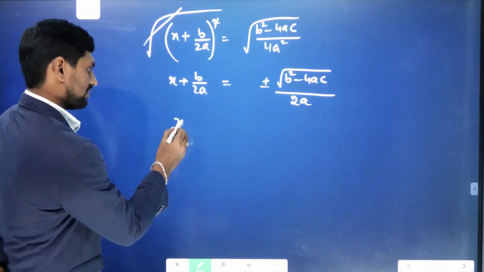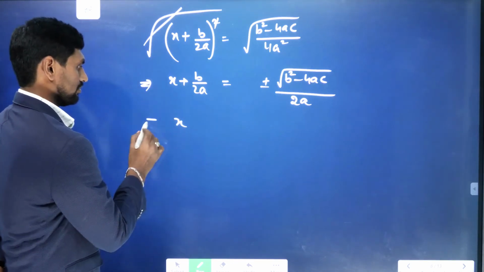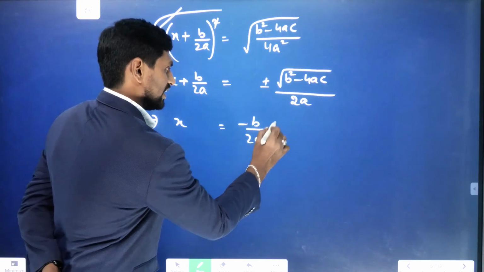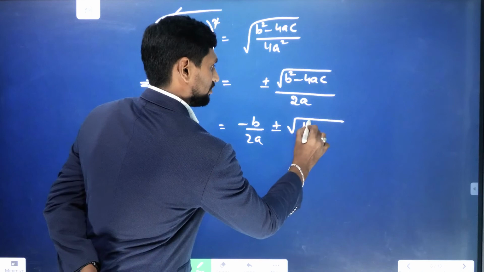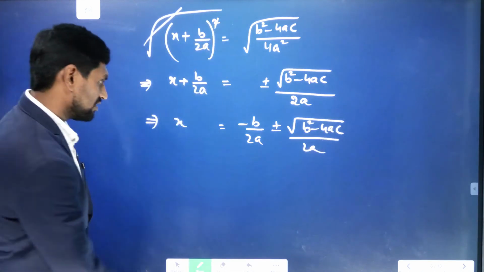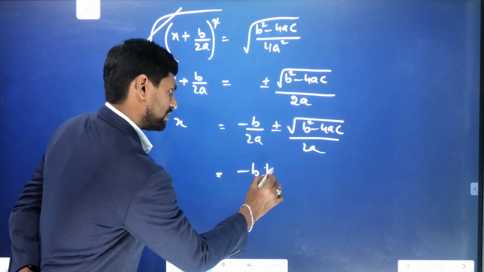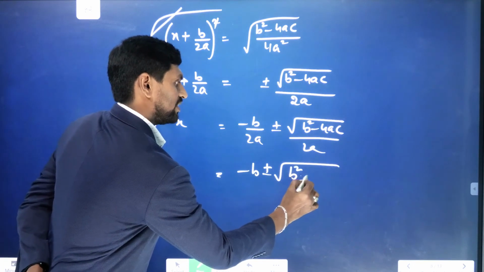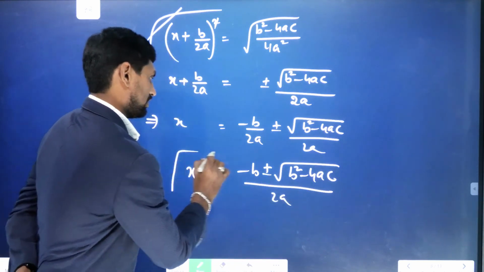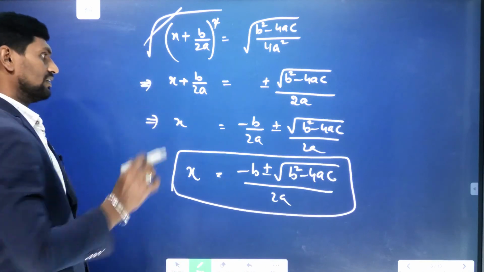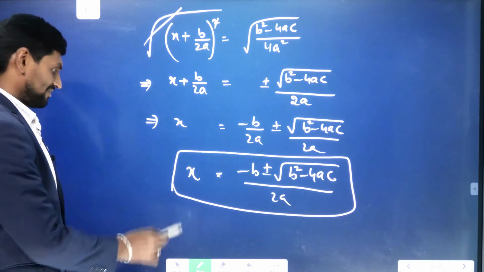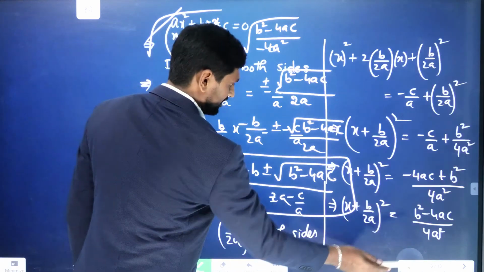That's it, last step. X is equal to plus b by 2a, transpose the side, minus b by 2a plus or minus root over b square minus 4ac by 2a. Both are having the same denominator, so apply this. Minus b plus or minus root over b square minus 4ac divided by 2a. This is the formula. Here only we found the discriminant. Okay, na? Yeah, please take screenshots, these two.